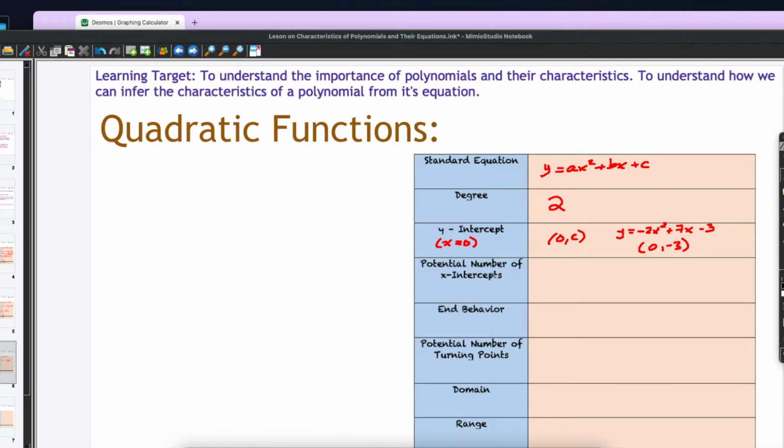Okay? Now, interesting stuff can happen with quadratics in terms of the number of x-intercepts they can cause, all right?